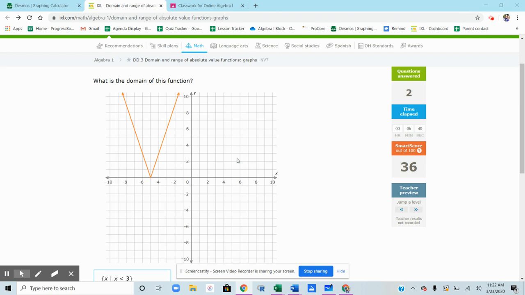All right, so we're going to talk about domain and range. We need to remember that domain are your x values and your range are your y values. So in this question, when asked what is the domain of this function, it is asking you what x values are a part of this graph.